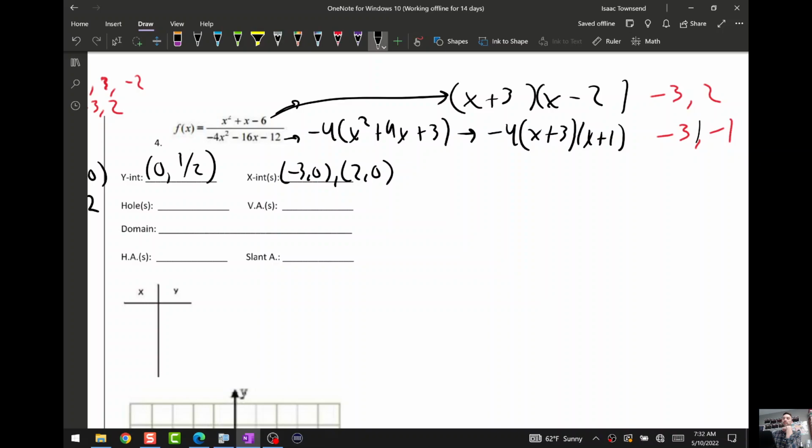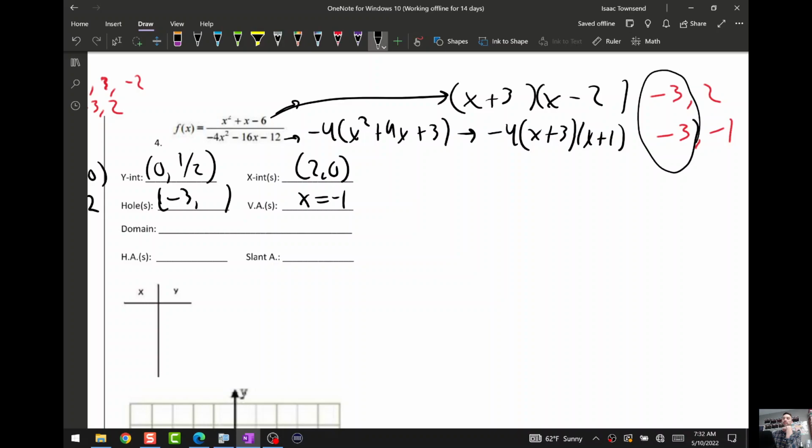Okay, because it's in both lists. If it's in both lists, it's a hole, not an x-intercept. And that's why in your notes I was highlighting and underlining the word only. If it's in both, it's something else. Okay, but 2 makes just the numerator 0, -1 makes just the denominator 0. So that would be your x-intercept and your vertical asymptote accordingly.